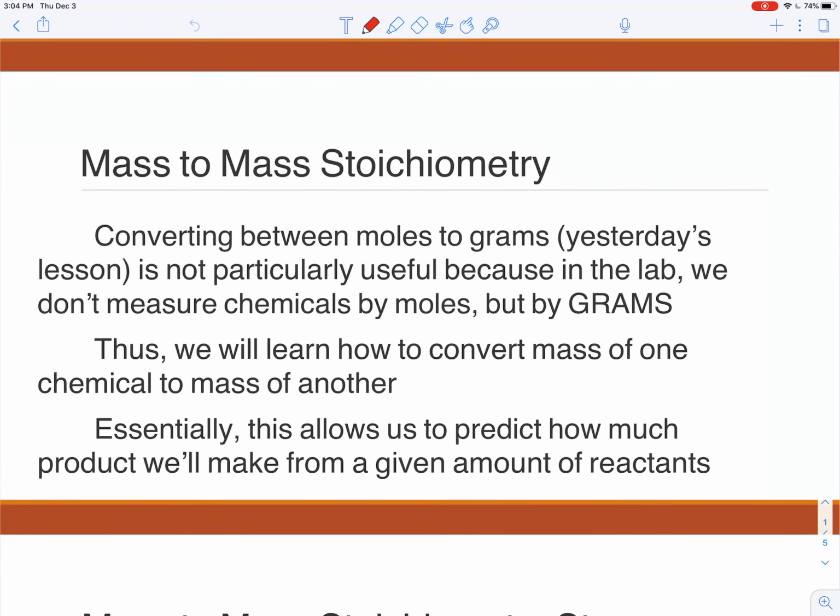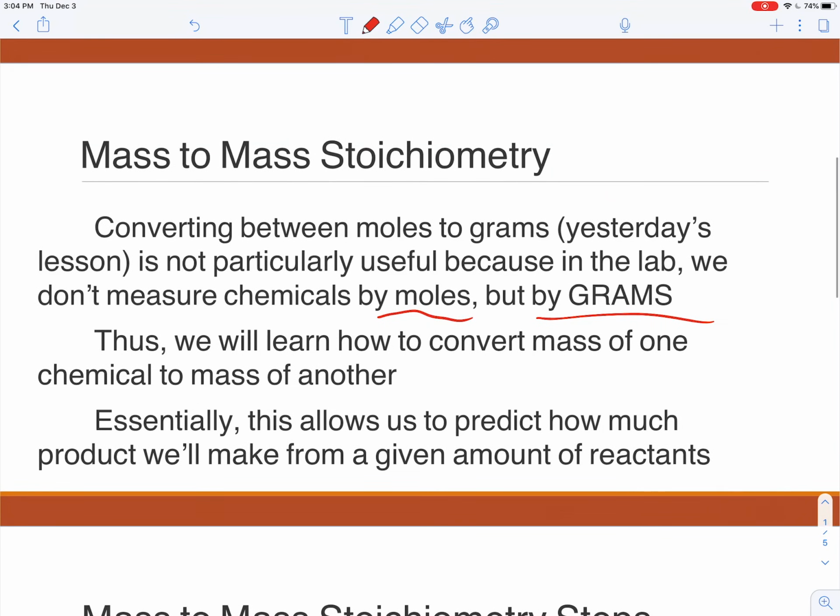So what is mass-to-mass stoichiometry? Well, a little background. Yesterday we did converting between moles and grams, but it's not really useful because in the lab, right, you can't really measure things in moles. So it's more useful to convert things to grams from grams. So that's mass to mass.